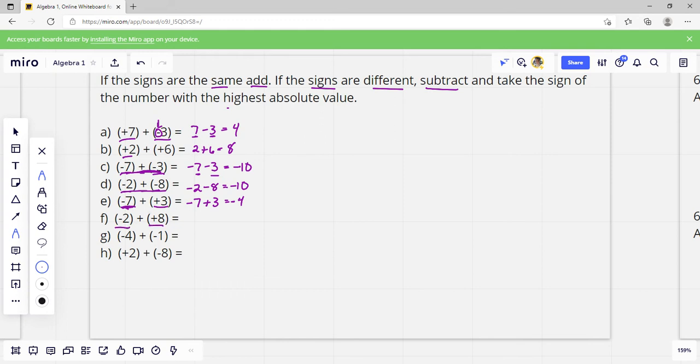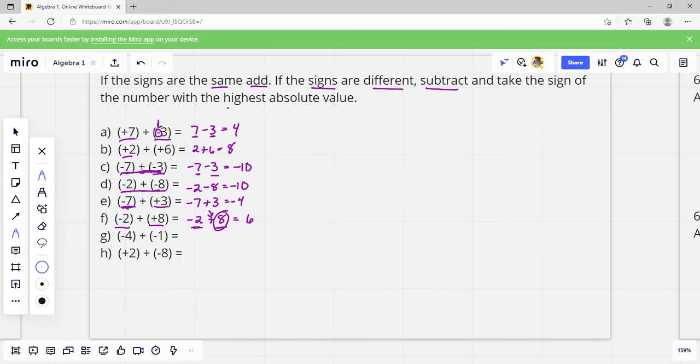Negative 2 plus 8. This means we owed $2. We made $8. So once we pay that 2 back, we're going to be left with 6. The signs are different, so we subtract. 8 minus 2 is 6. The sign of the biggest number is going to be this 8 right here. It's positive, so that's a positive 6.